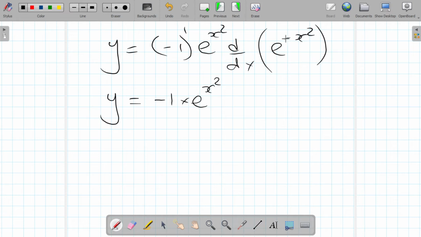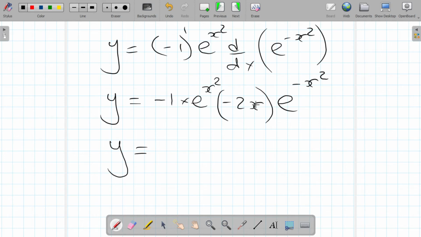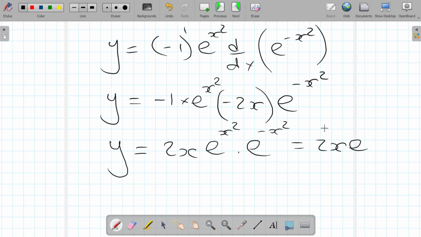Well, the derivative of that is just, first of all, the derivative of the part in the exponent, in the power part of this exponential, which is minus 2x. So that's multiplied by minus 2x times e to the minus x squared. And that is how you find the derivative of that, and therefore find the whole first linearly independent solution. And we can tidy that up and we find that y is equal to, well, we've got minus times a minus, which is a plus. So we've got plus 2x, and we've got e to the x squared times e to the minus x squared. And that just comes out to be 2x e to the power of, well, x squared minus x squared is 0. So the solution is 2x.